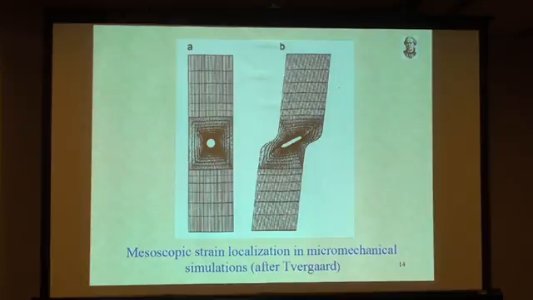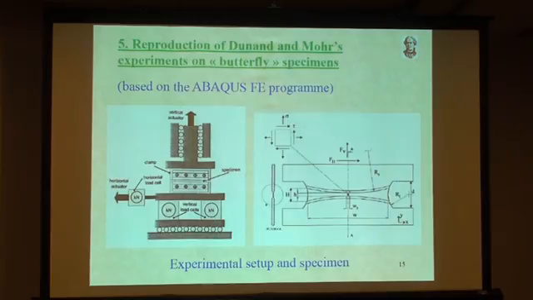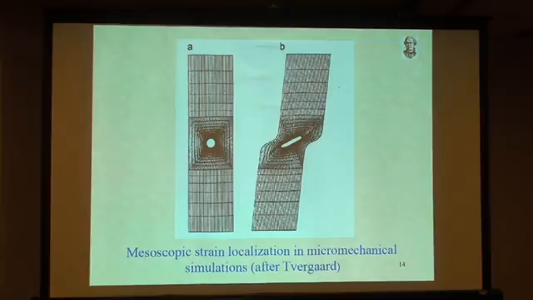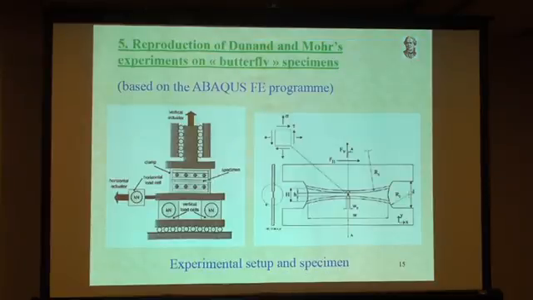This is not microscopic localization, because at the local scale there is no localization. You have a material with strain hardening, so no local strain localization. This is not macroscopic localization at the scale of a cell. This is intermediary localization at some intermediary scale. I have to finish quickly.